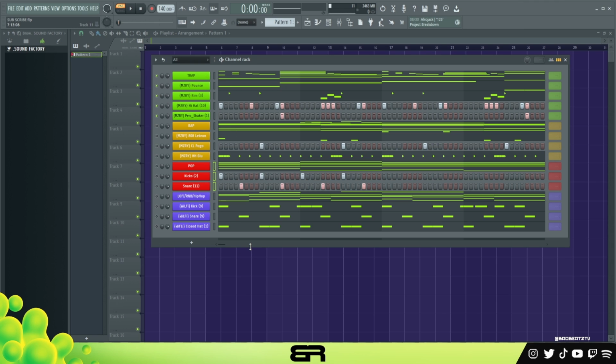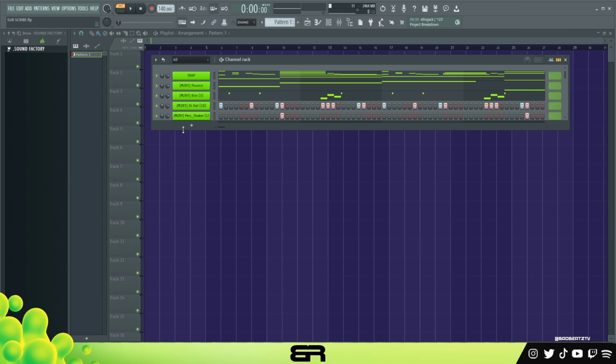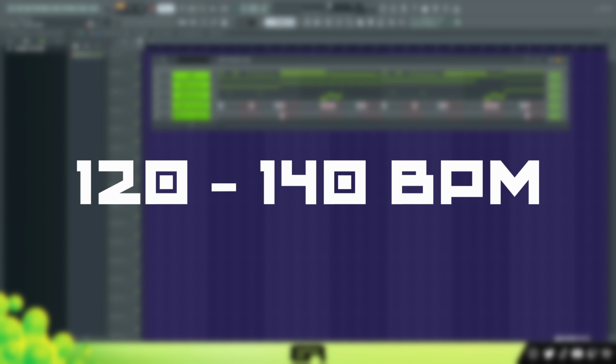I'll just hide these. And pretty much the BPMs you want to use for this, and this is the type of trap I'm talking about right here, okay? Stuff like that, anything in that realm. So I would say, honestly, 120. Okay, and I'll probably put up a graphic. 120 to 140 is a great area, right?